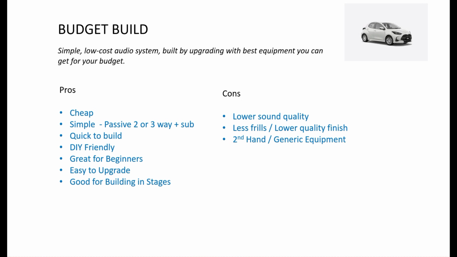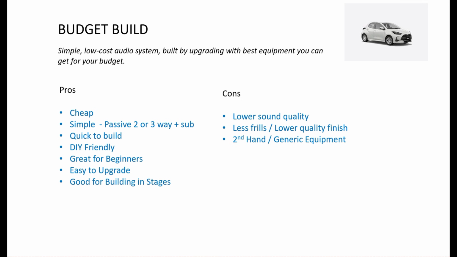This type of build is usually built by taking the car's stock car audio system and upgrading it bit by bit, to get a better sounding system than just stock, right? So often this will be adding a new head unit, or changing the speakers, or adding a subwoofer or something like that. Usually you use second-hand or generic or no-name speakers and equipment in these types of builds, to keep the cost low. It's usually a pretty simple build to do, and therefore it's quick.